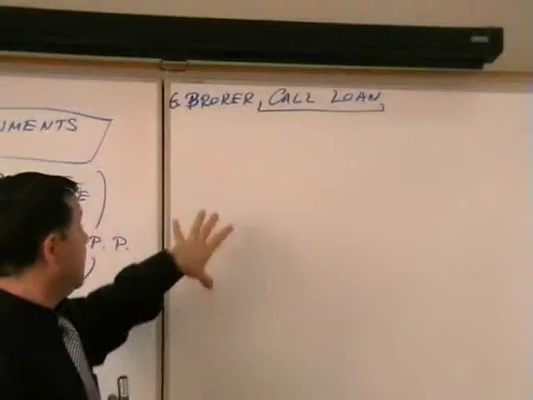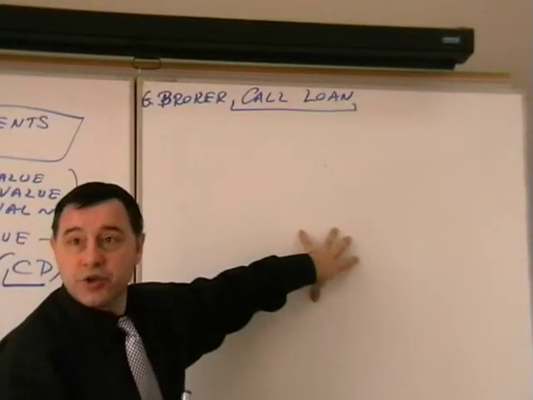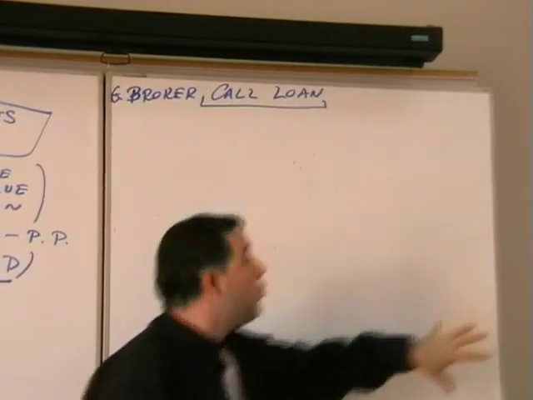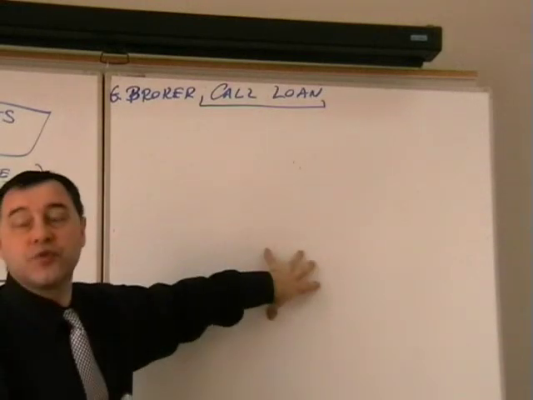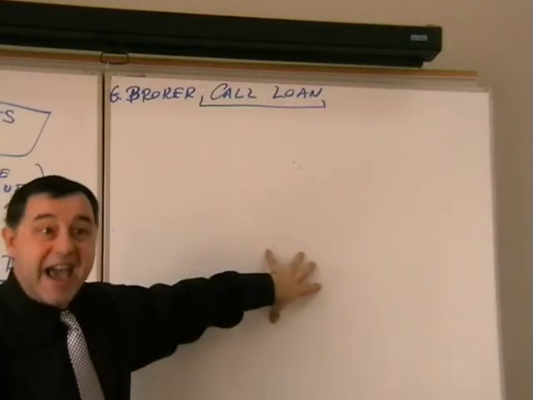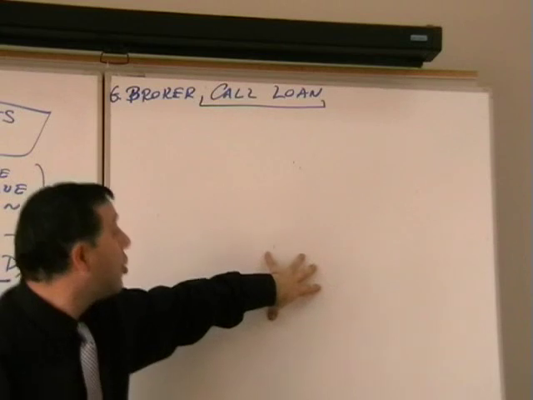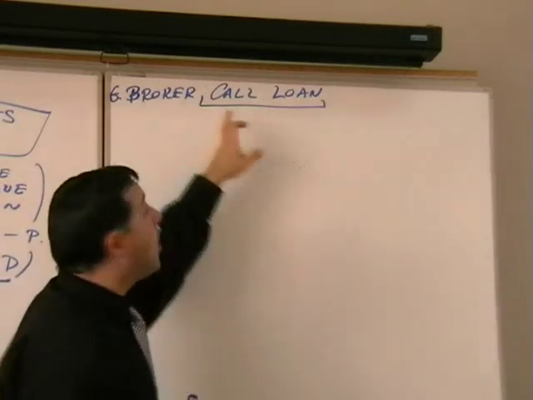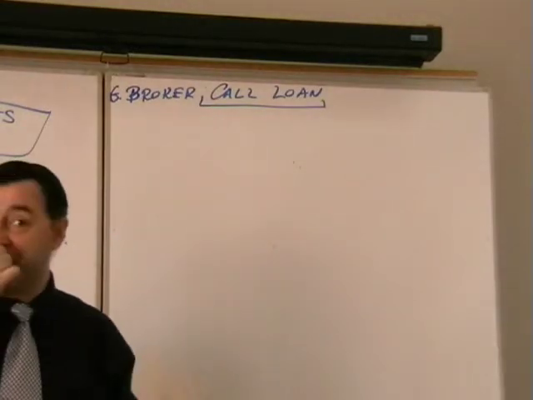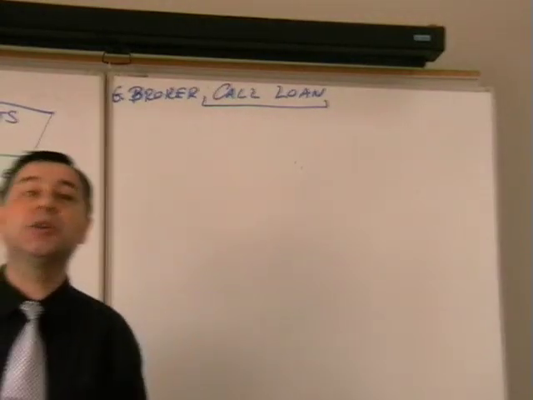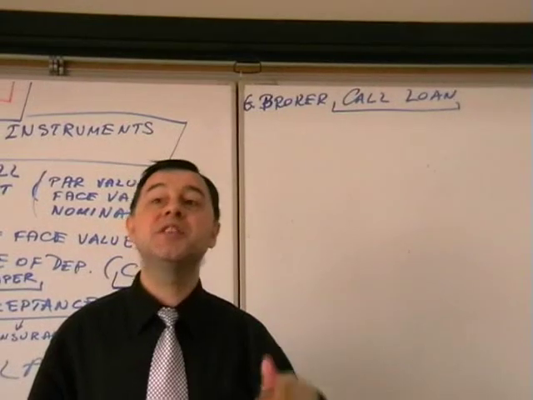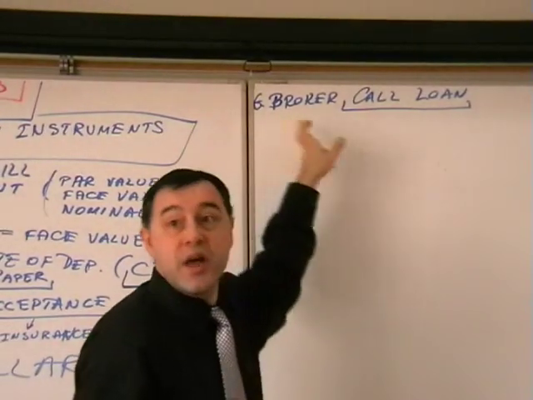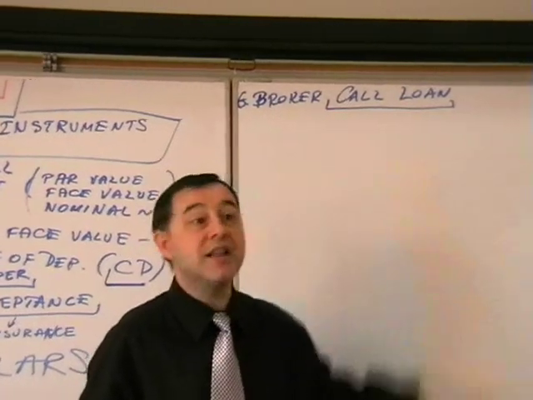So, the investment bank loans the money to the broker, and the broker loans it to the retail clients. When the banker calls the loan, the broker either has the cash or the broker calls the money from the retail customer, all right? So, we call this a call loan, which means that the loan is callable at any point in time. And we call it broker because it's given to a broker, all right?